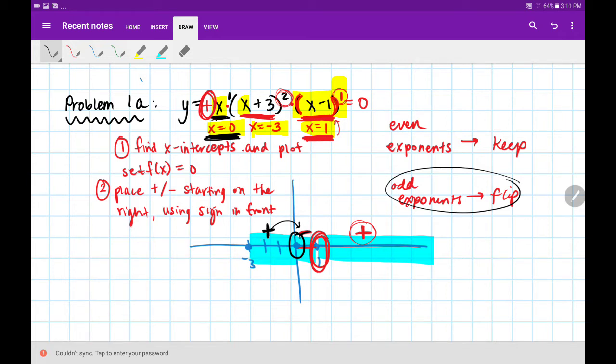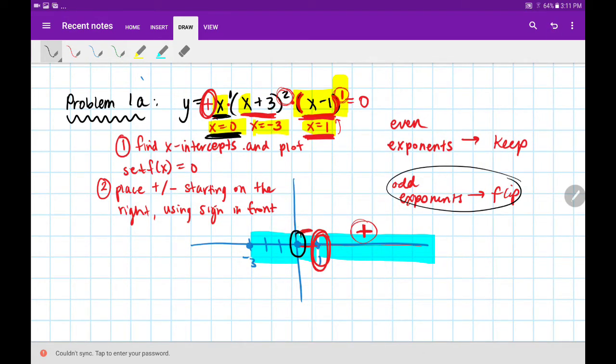Notice that I'm not talking about flipping the original sign. I'm talking about just flipping the previous sign. Since I'm on this interval now, I'm going to flip the sign from the interval right before it. Okay, we've got one more to go. Alright, last one. So this one was positive because we flipped it again.